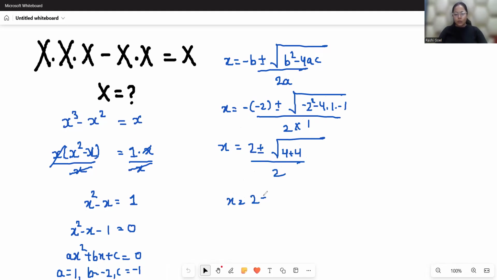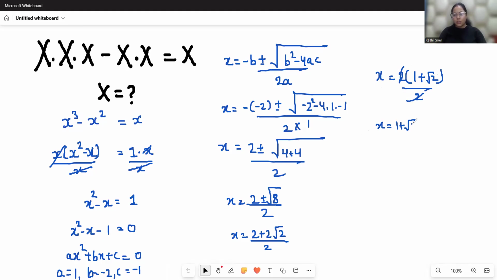So x equals 2 plus minus root 8 over 2. So x equals 2 plus, we can write 8 as 2 root 2, over 2. Now if I take 2 as common, so 1 plus root 2 over 2. So we can cancel out this. So x equals 1 plus root 2.